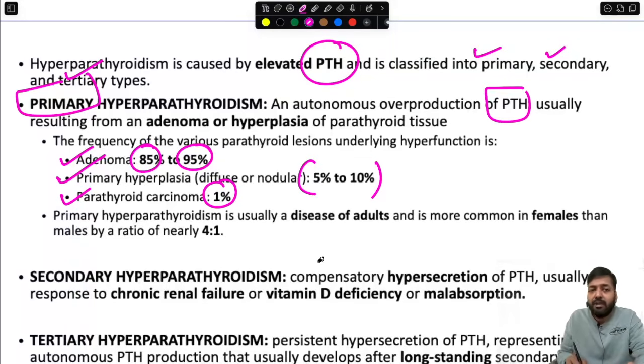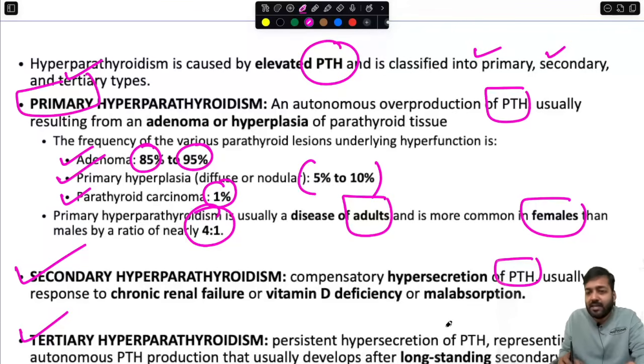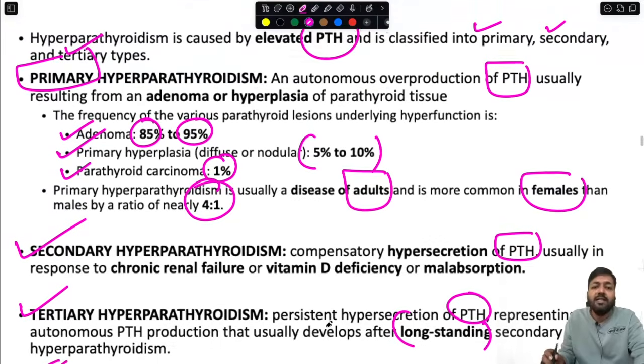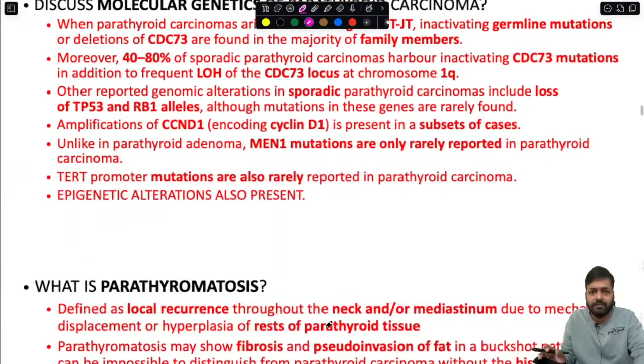So primary hyperparathyroidism is usually a disease of adults and is more common in females than males by a ratio of nearly 4:1. Then comes secondary hyperparathyroidism. There is a compensatory hypersecretion of PTH, usually in response to chronic renal failure or vitamin D deficiency or malabsorption. Then we have tertiary hyperparathyroidism, where there is a persistent hypersecretion of PTH, representing autonomous PTH production that usually develops after long-standing secondary hyperparathyroidism. Okay, so these are your 3 types of hyperparathyroidism along with examples.